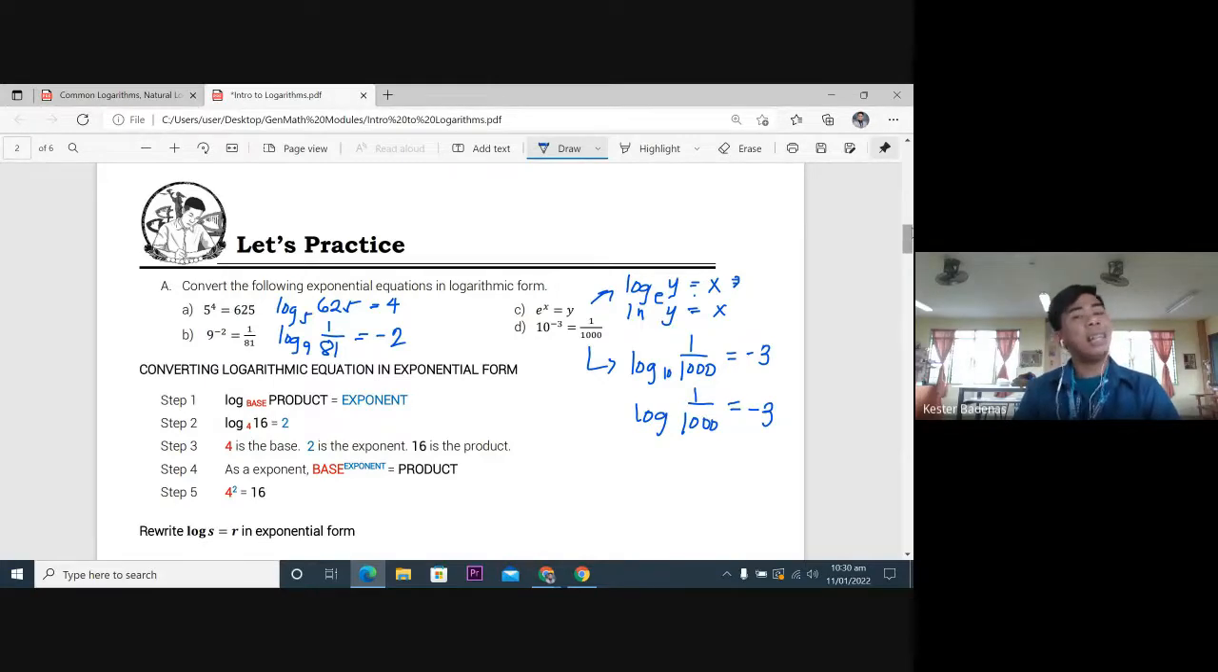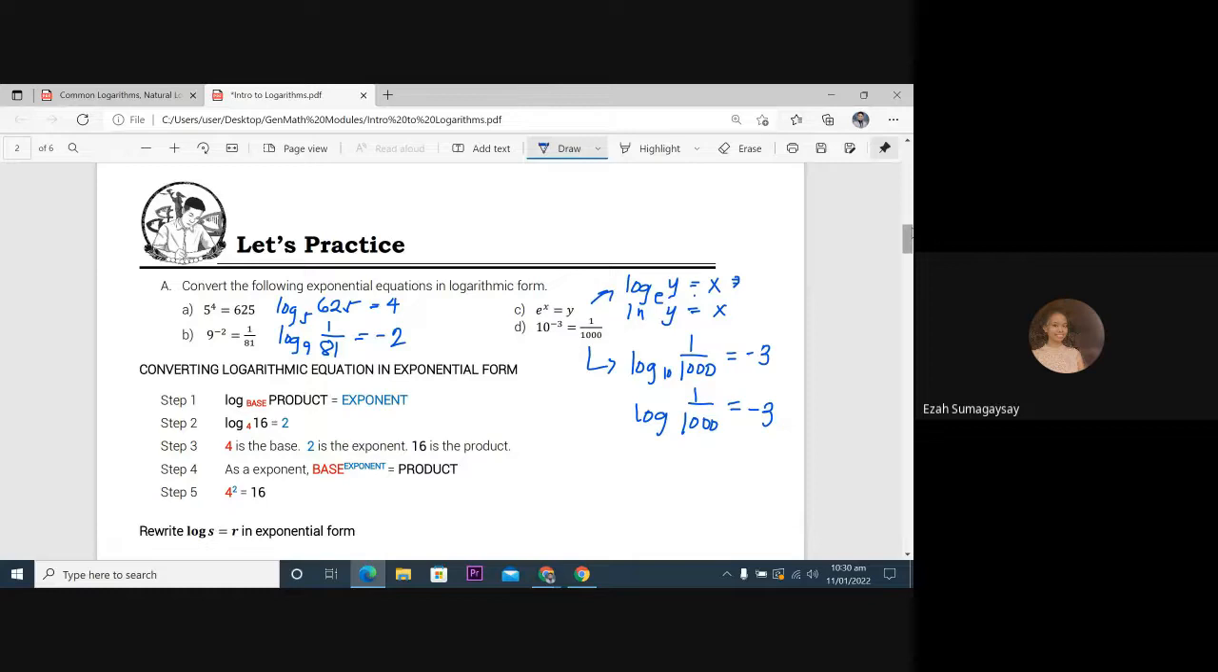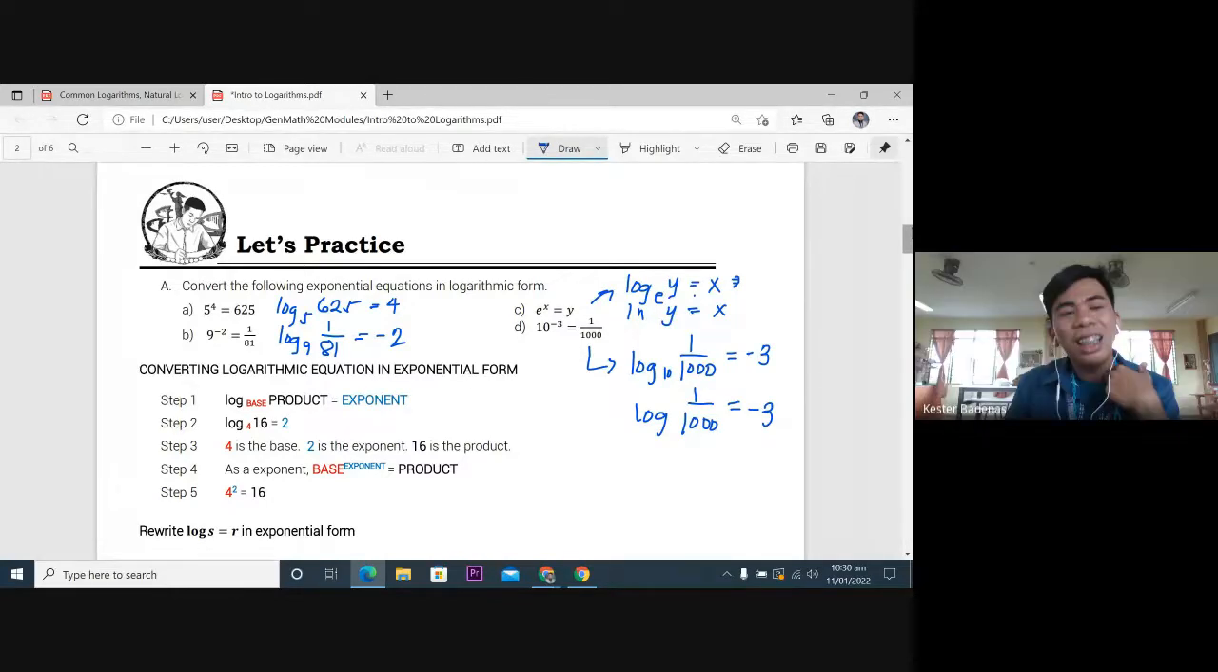Sige, ganun talaga, class. Pag e kasi siya talaga, kailangan ilagay yung ln. Okay? How about sa D? Yung sa D naman, class, hindi niyo na-omit yung 10. Tama? Yes po. Okay. Ayun. Yun yung kaibahan ni ln sa common log. Kapag base e kasi talaga siya, kailangan ln yung ilagay natin.